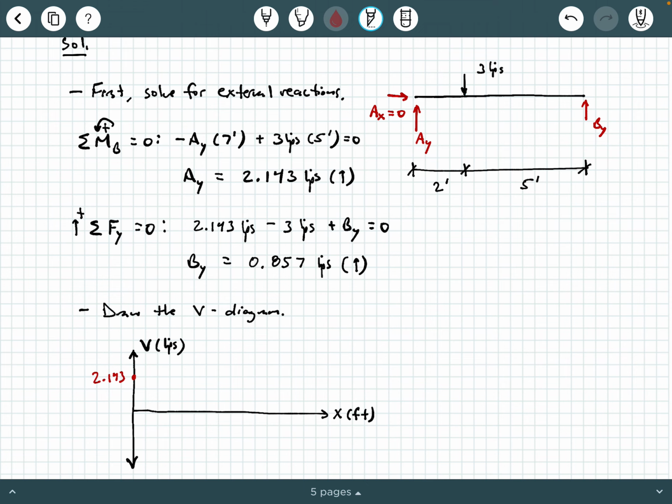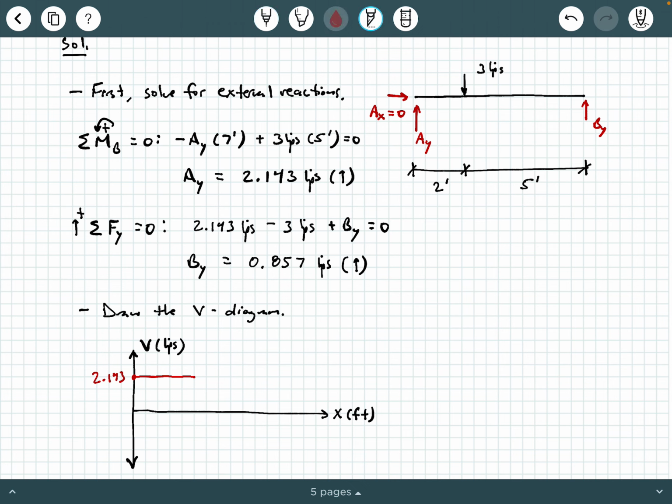Now, what's happening from point A just up to the 2-foot mark? What's happening? Well, nothing's happening. The shear diagram is going to stay constant because there's nothing being applied on this 2-foot interval. So we're going to just stay constant at that value of 2.143, okay?